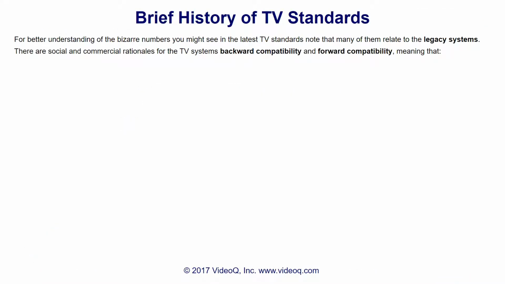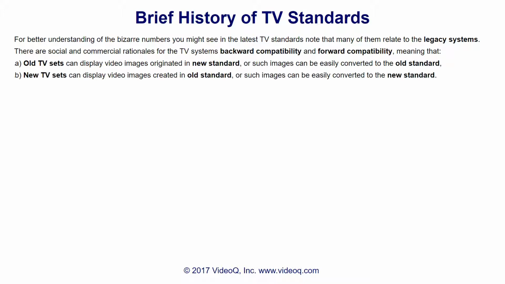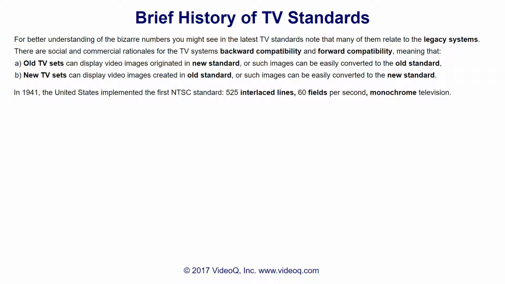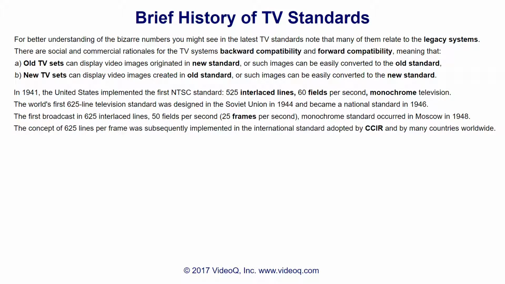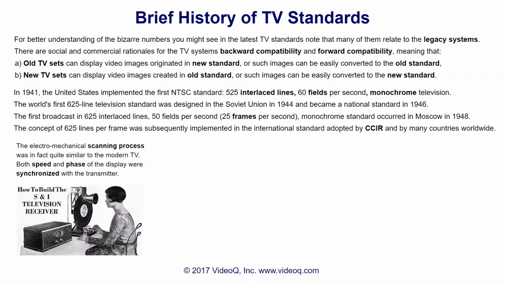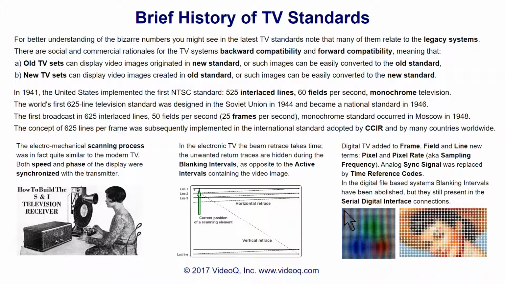For a better understanding of the seemingly bizarre numbers you might see in the latest TV standards, remember that many of them relate to legacy systems that were standardized a long time ago in a different world. Yet looking back nearly a century, we still find quite strong similarities to today. Video and synchronization signals change their shape, format, and even names, but the concepts of sequential scanning and the alignment in space and time of the processes in the camera and the display are still valid.